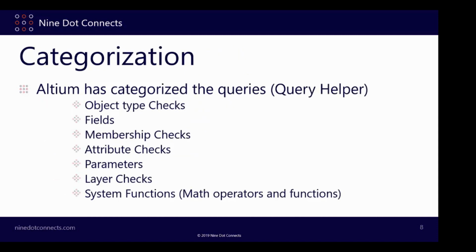There are basically 6 different categories, 7 if you want to include what they call system functions, which are the math operators and functions.